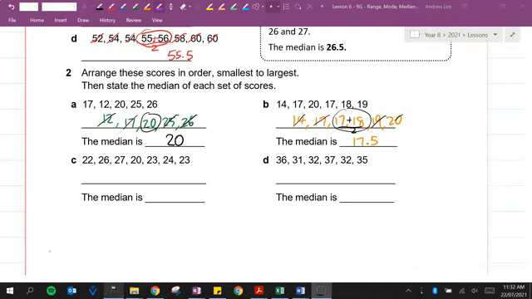Okay, question C. I'm going to write this in ascending order. 20, then 22, then 23 and 23, then 24, 26 and 27. Okay. The median, the middle score. 1, 2, 1, 2, 1, 2. 1 left. 23.